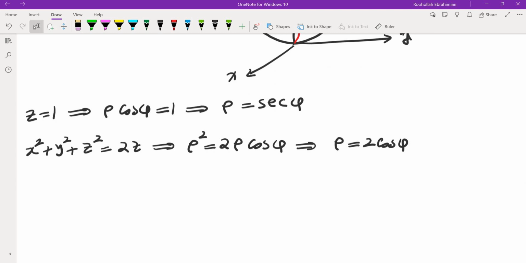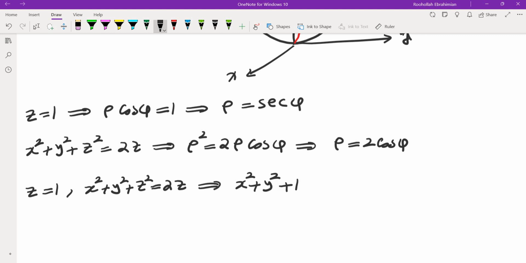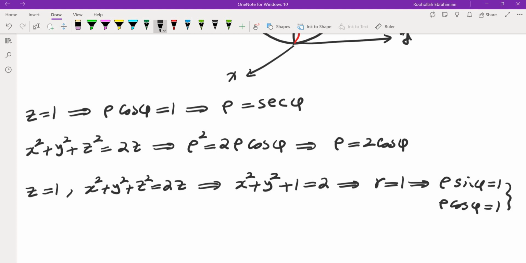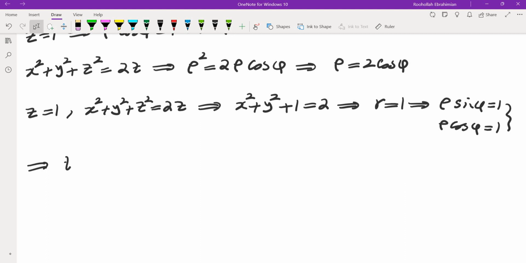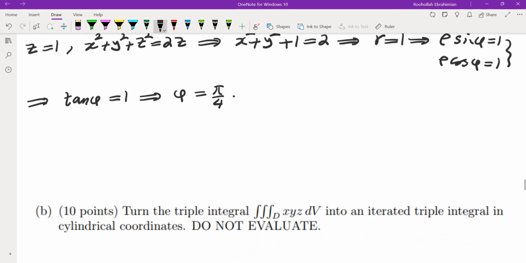Now for phi, we'll have to take z equals 1 and x squared plus y squared plus z squared equals 2z and find the intersection. So this gives us x squared plus y squared plus 1 equals 2. So this is going to be r equals 1. So we have rho sine phi is 1 and rho cosine phi, which is z, is also 1. So what does that tell us? That means tan of phi is 1, which means phi is pi over 4. So this is the limit for phi.